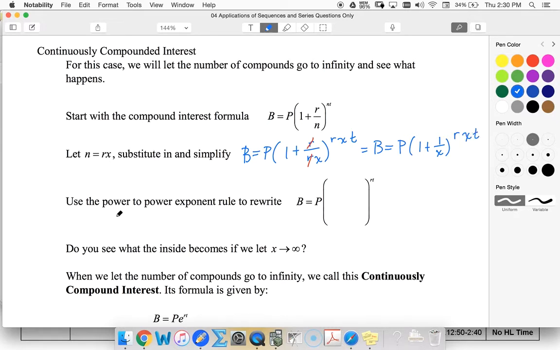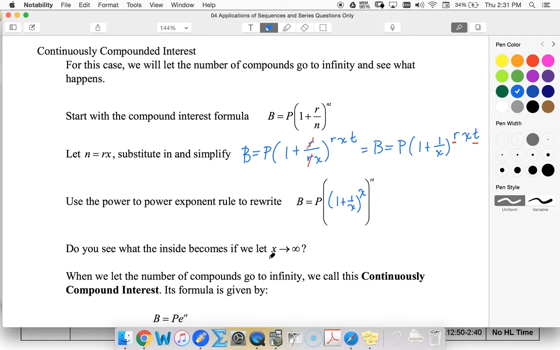And now it says use the power to a power rule. I've got a power, and all of these are multiplied. That's the same as a power to a power. I want to rewrite it with my RT left out. So I'm going to take this in and write it as a power to a power. On the inside, I'll have 1 plus 1 over x raised to the power x, because I know a power to a power is just multiplied. So these things are equal.